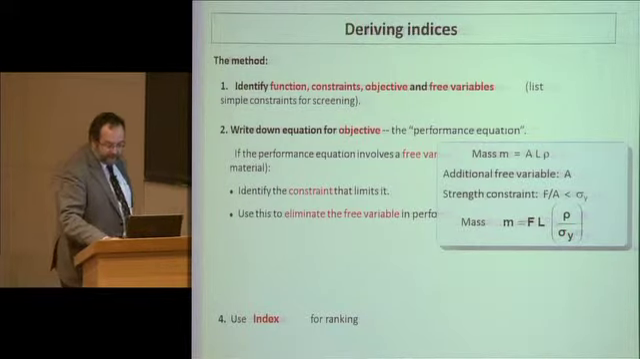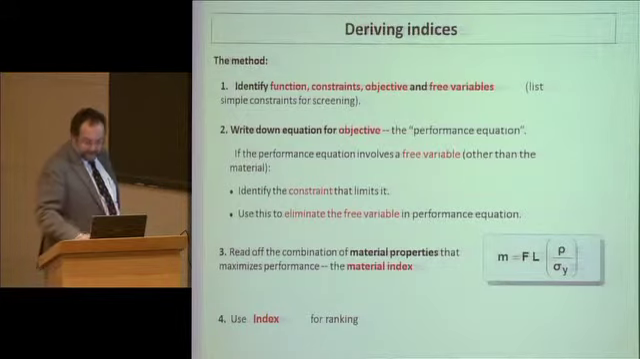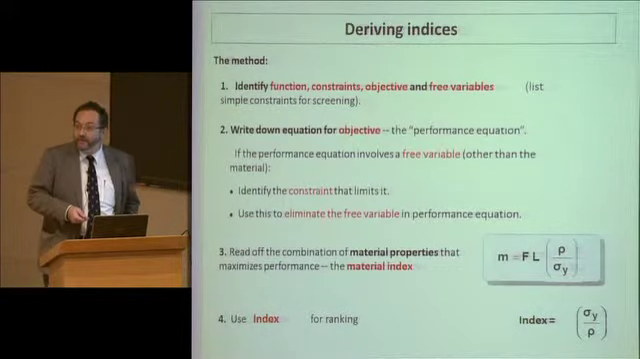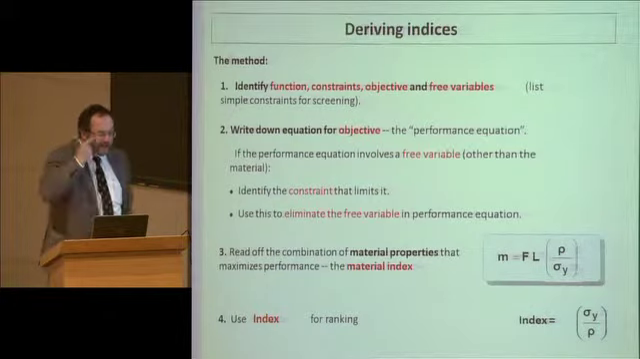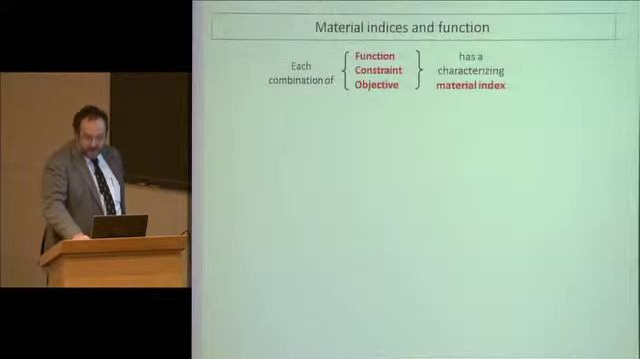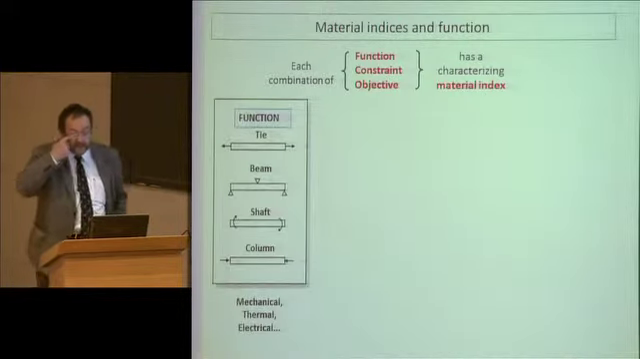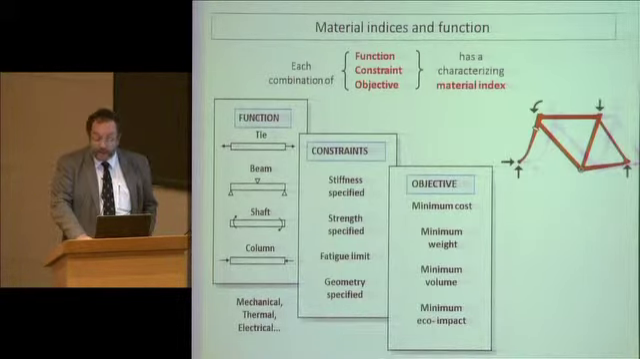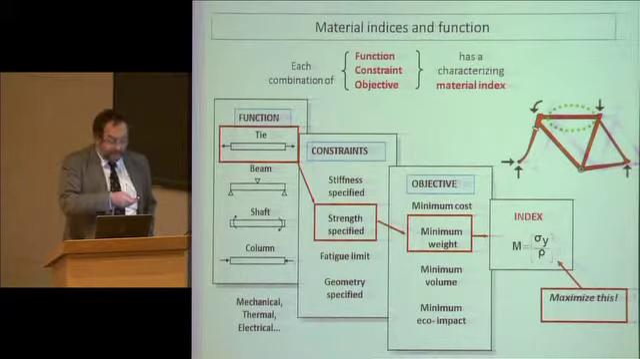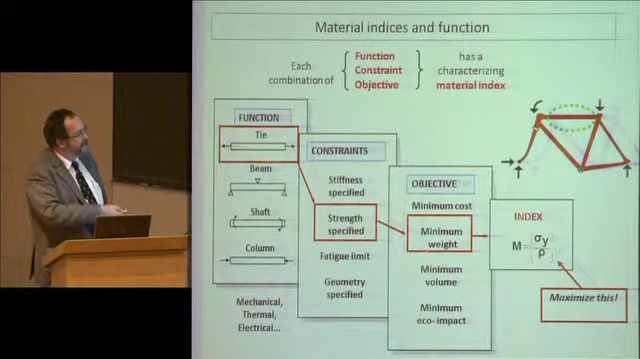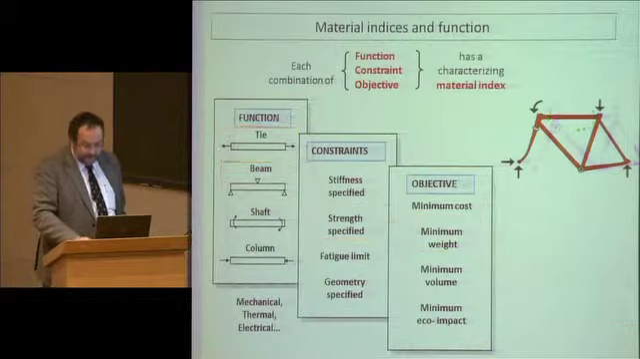So this here needs to be minimized, and that results in a performance index that says the highest performance in terms of my objective of minimal mass and the constraint is the one that maximizes the elasticity limit divided by density. So if you want to have a look at the various parts of your bike frame, you have the strength specified, minimum weight.